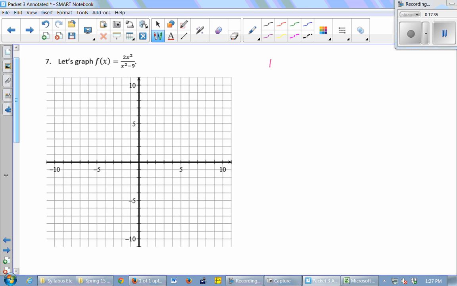So step 1 was make sure it's completely reduced. So we should do all the factoring and canceling we possibly can. So I'm going to say 2x squared, that cannot be factored, but x squared minus 9 is x plus 3, x minus 3. Can I cancel anything? No. Okay, so I tried to reduce it, it doesn't reduce. Step 2 was check for symmetry.